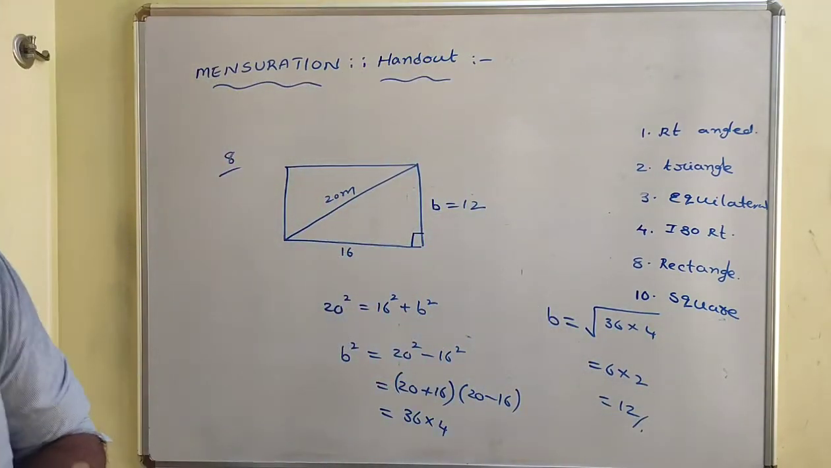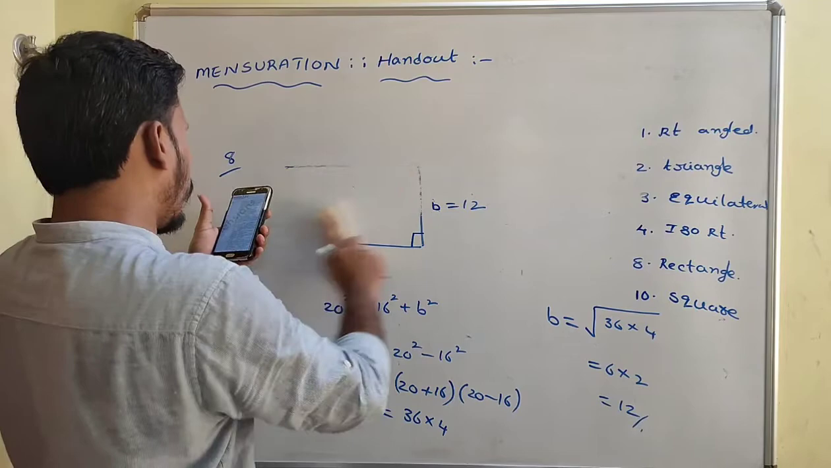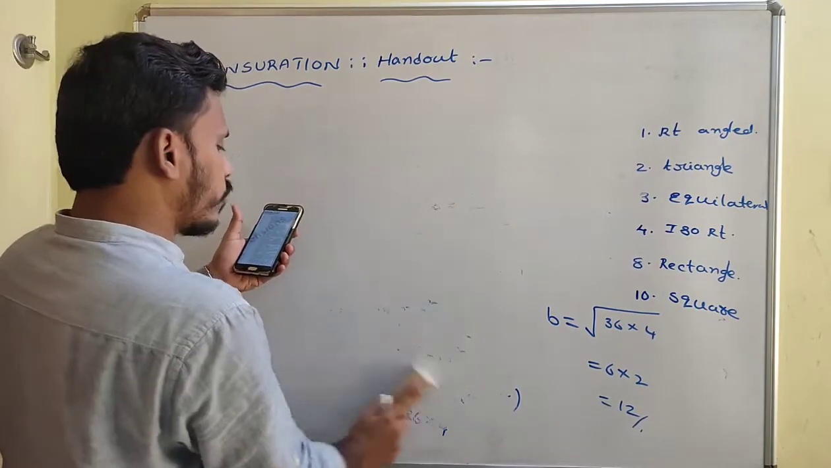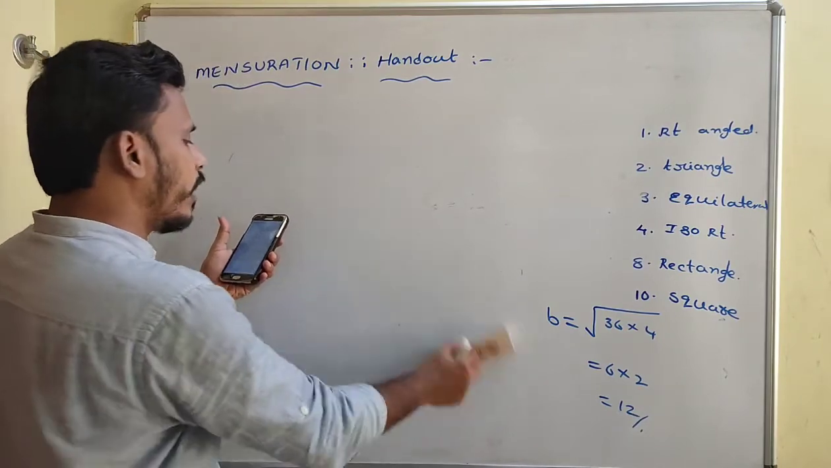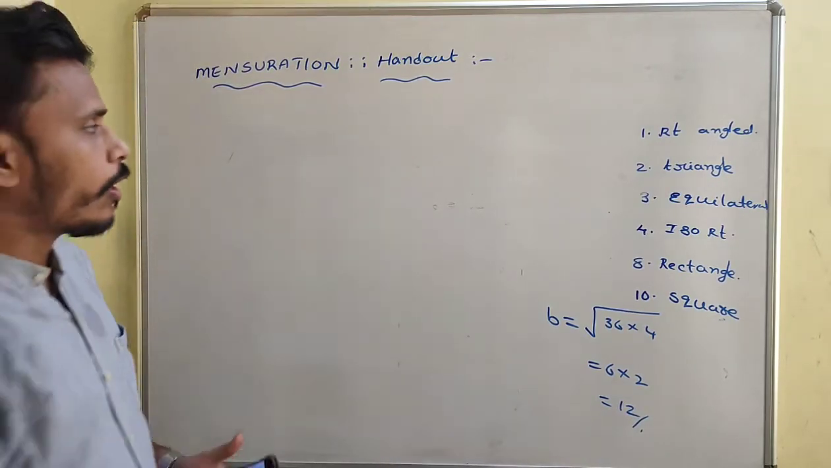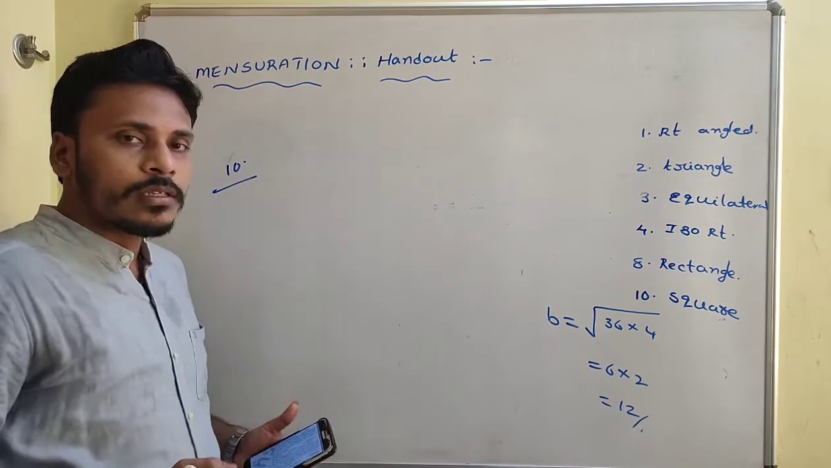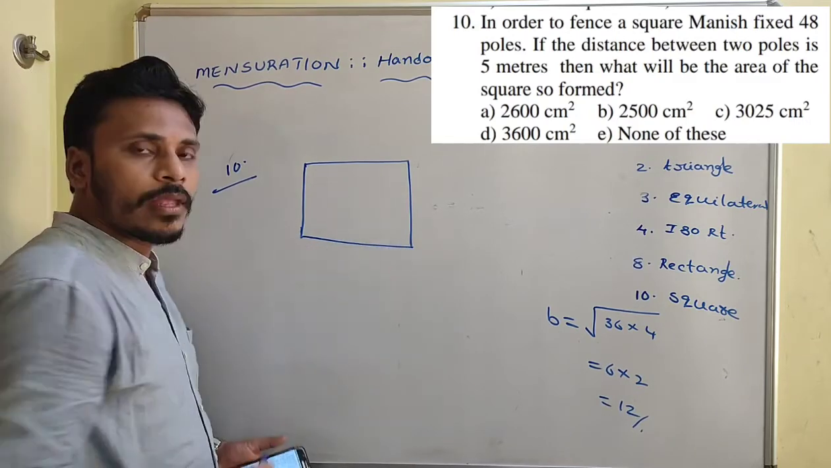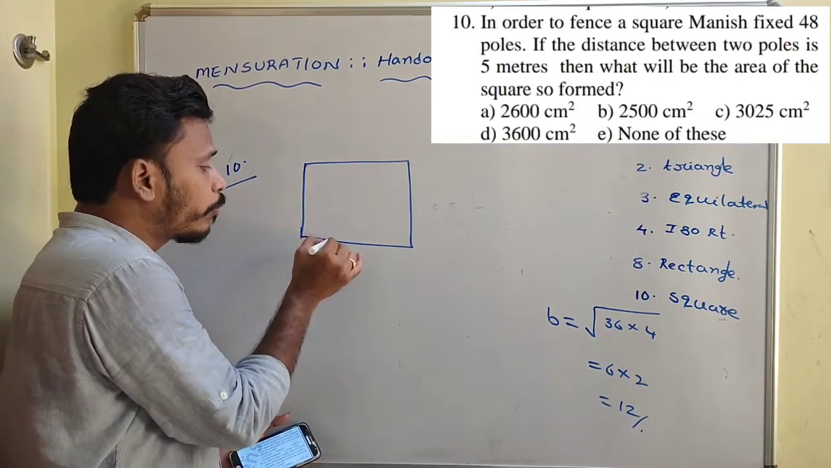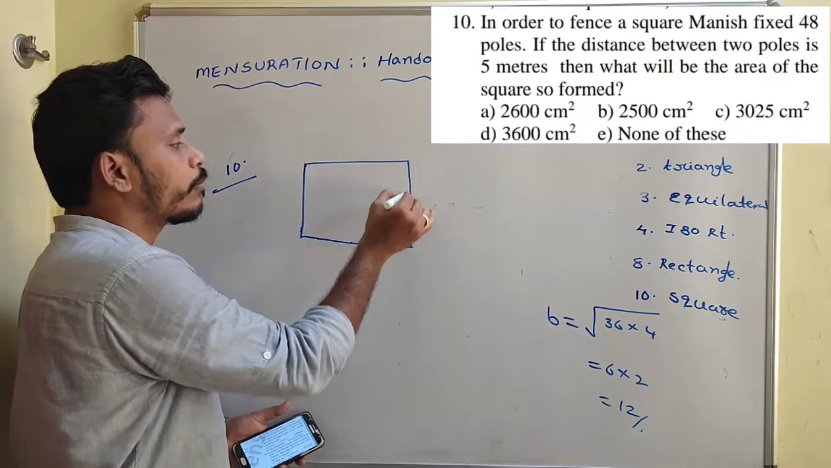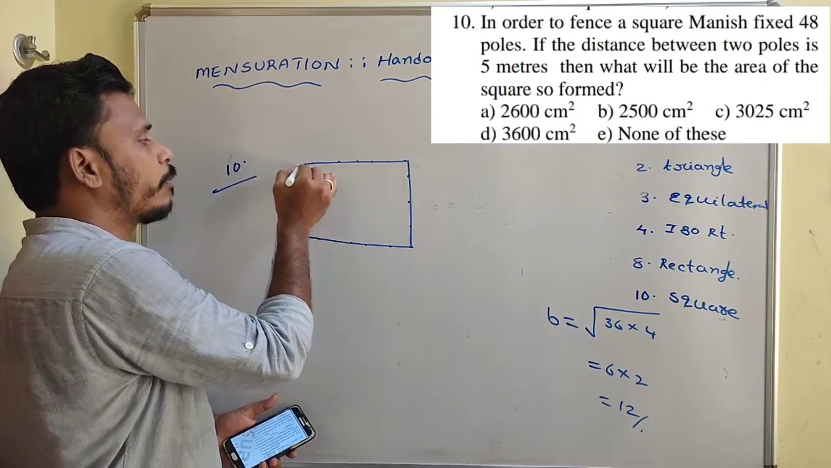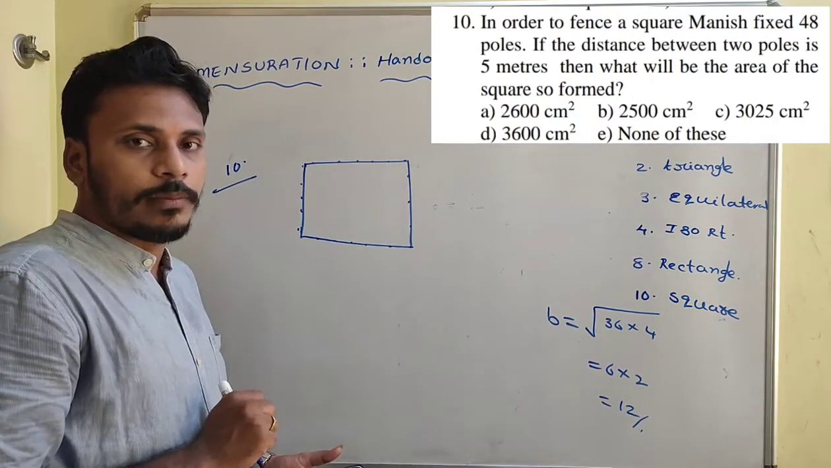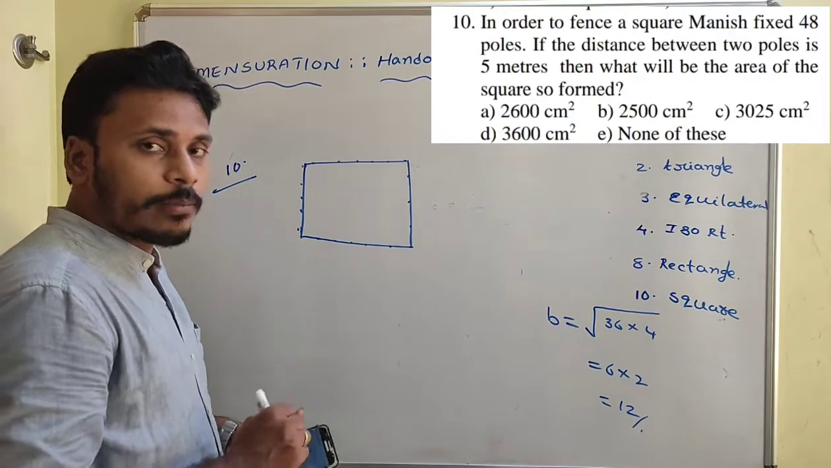Just look at the problem. In order to fence a square, a man fixed 48 poles. If the distance between two poles is 5 meters, then what will be the area of the square so formed? Just observe the problem. Imagine there is a square, and on the square 48 poles are inserted along its boundary. The distance between two poles is 5 meters.